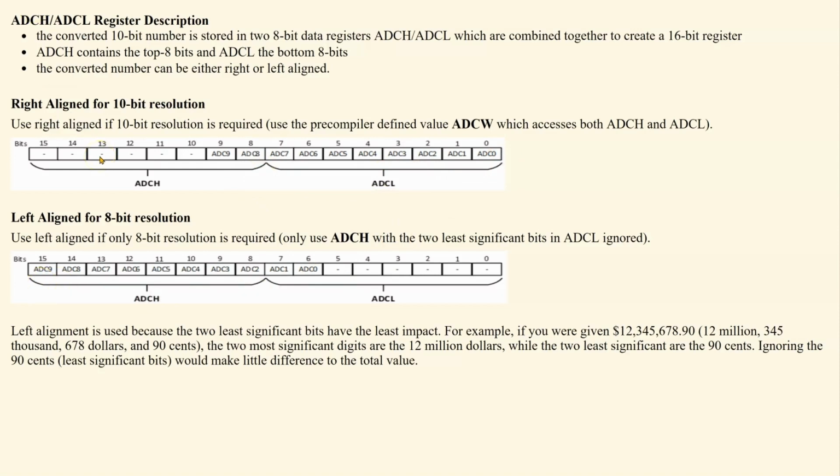For the full 10-bit resolution, you should right align the results and use the ADCW, which accesses both ADCH and ADCL, and that way we get the full 10-bit resolution. If you only require 8-bit resolution, then you should left align the results and just look at ADCH and ignore the 2 least significant bits in ADCL.